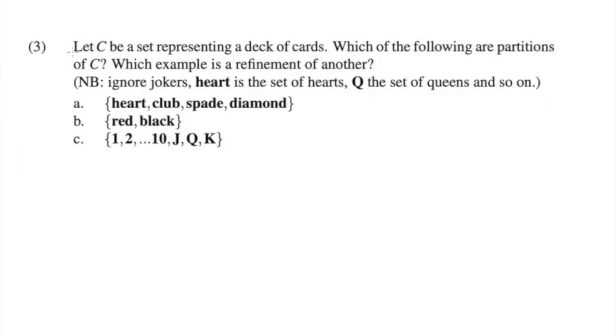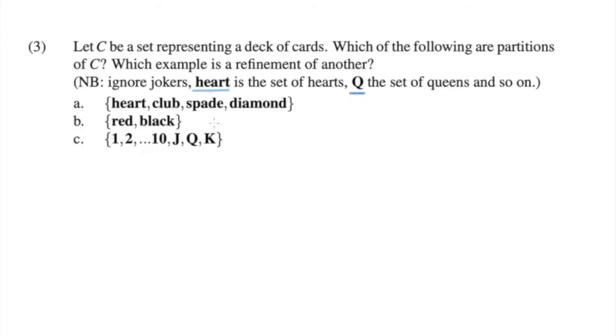Okay, let's look at another example problem. So let C be a set representing a deck of cards. Which of the following are partitions of C, and which example is a refinement of another? Okay, and then it's telling us to ignore jokers. And then if we've got the suit in boldface, that means the set of members of that suit. So heart in boldface is the set of hearts. And then if we've got the number or the value of the card in boldface, that's the set of cards with that value. So Q in boldface is the set of queens, and so on.